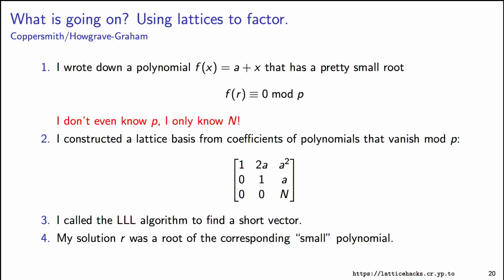So what I just did, in English, step by step, is I wrote down some polynomial. In this case, it's a linear polynomial, a plus x. X is going to be my unknown. That has a pretty small root mod p. I don't even know p. I know that p divides n. I know n, but I don't know p. But somehow this fact still helps me.